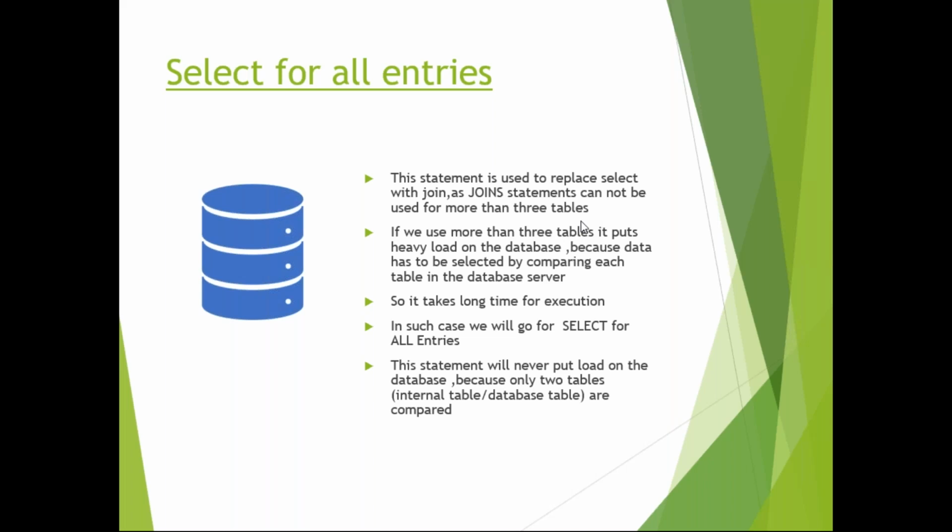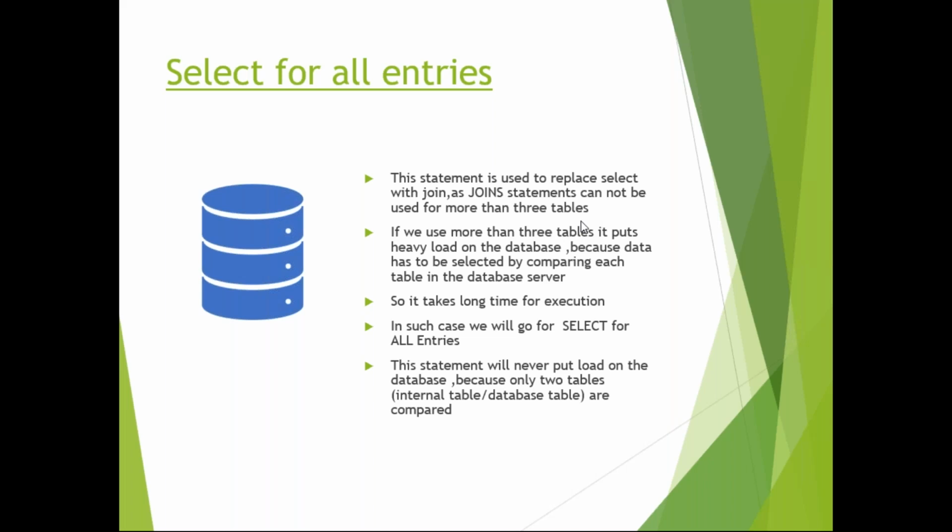As I told, 2 tables is okay. If you have 2 tables, you can go for join, no issue, though even in that case it performs quite slow. But if you have more than 3 tables and go for a join condition, then it puts a lot of load on the database, because first it goes to table 1, then table 2, compares with the common field, then table 3, table 4. So it takes more time to fetch the records, and at a time it gathers them up and places them in an internal table.